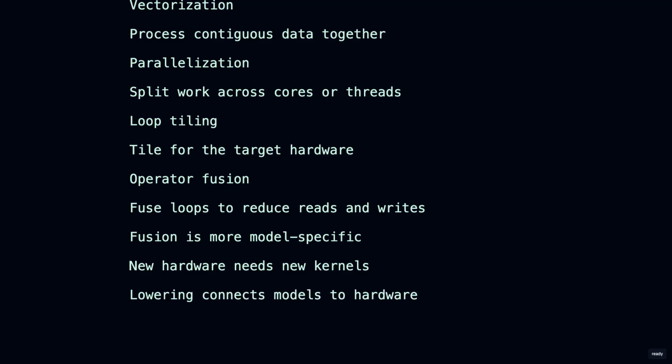Finally, compilers lower model code into something the target device can execute. During that process, they often replace generic operations with specialized kernels whenever possible.